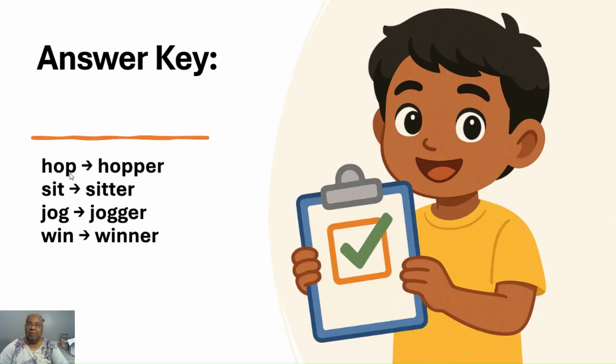In the word hop, the last letter is P, therefore we double the P before adding ER. The last letter in the word sit is T, therefore we double the T before adding ER. The last letter in the word jog is G, therefore we double the letter and then add ER. In the word win, the last letter is N, therefore we double the N and add ER.